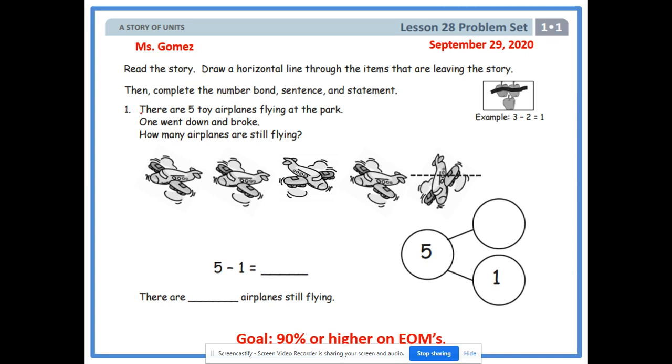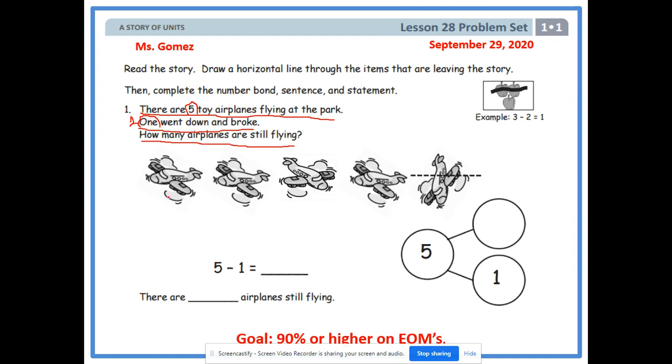Ready? Your pencils. There are 5 toy airplanes flying at the park. How many toy airplanes flying at the park? Get ready. Yes, 5. So let's go ahead and circle 5. 1 went down and broke. How many went down and broke? Get ready. Yes, 1. So let's go ahead and circle 1 and write a 1 next to the word 1. So we know that's a number. Let's go ahead and underline our question. How many airplanes are still flying?